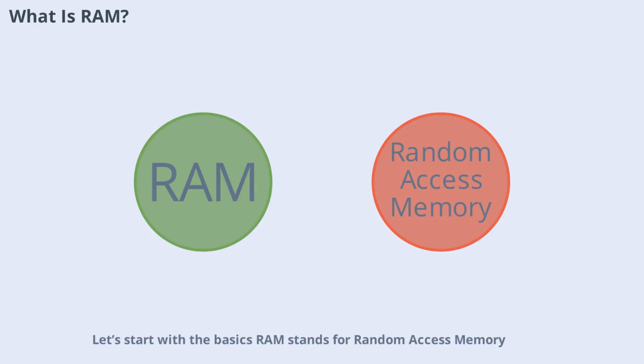Start with the basics. RAM stands for random access memory. It's a crucial part of every computer and smartphone, but what does it actually do? RAM is where your device stores temporary data while you're using apps, playing games, or browsing the web. Think of RAM as your device's short-term memory, helping it keep track of what's happening right now. Without RAM, your system wouldn't be able to run multiple tasks smoothly or quickly. In this video, we'll break down how RAM works, why it matters, and how it affects your gaming experience.